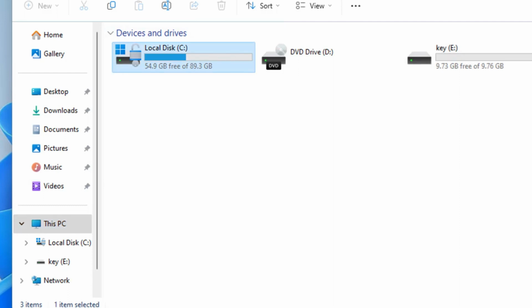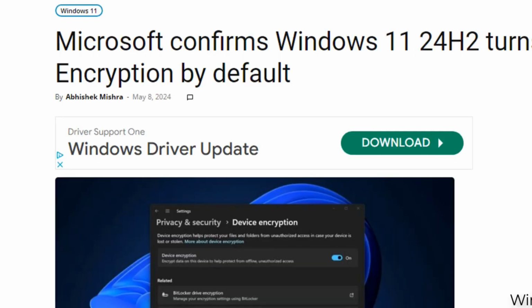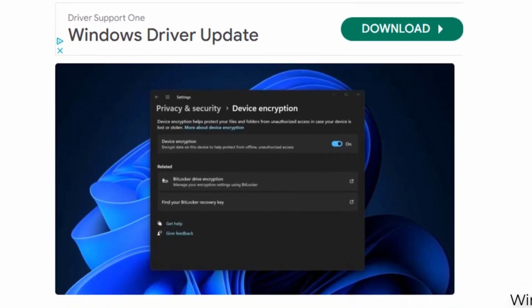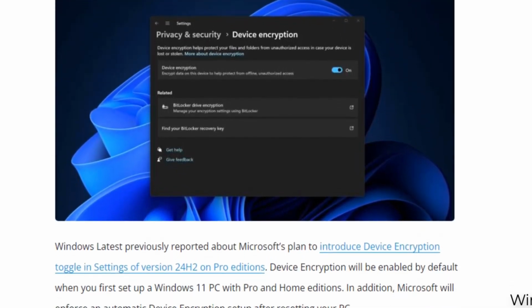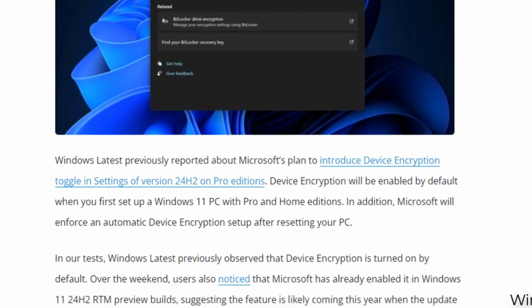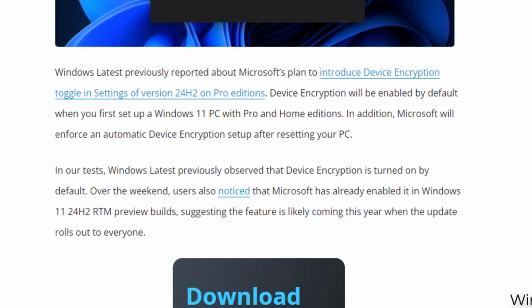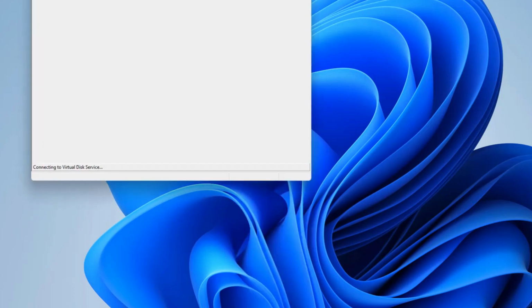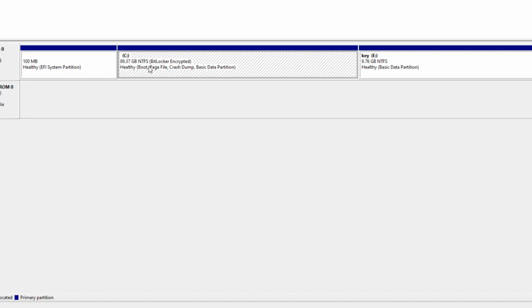Now, this news has been floating around on the internet. I got this information from Windows Latest. And again, it says on there that Microsoft confirms Windows 11 24H2 turns encryption on by default. Now, Bitlocker is not necessarily a bad thing, but it could be a big game changer for a lot of Windows users that are not used to using hard drive encryption for their storage. So your data could be lost if you lose your encryption key, or you attempt to move that encrypted drive to another system and try to recover data that way.